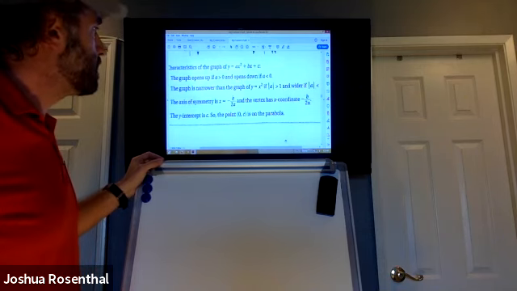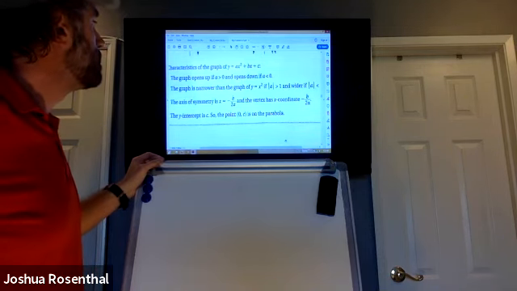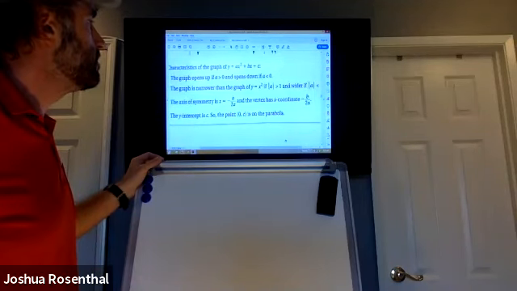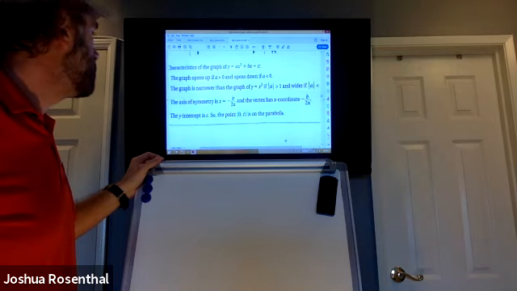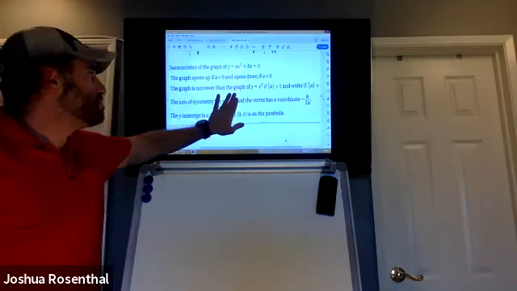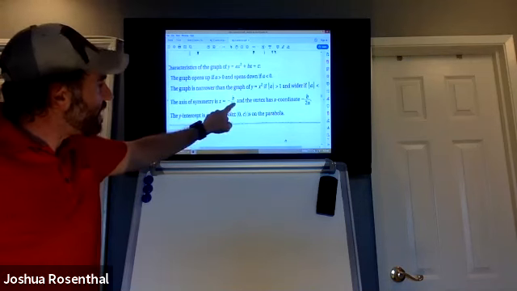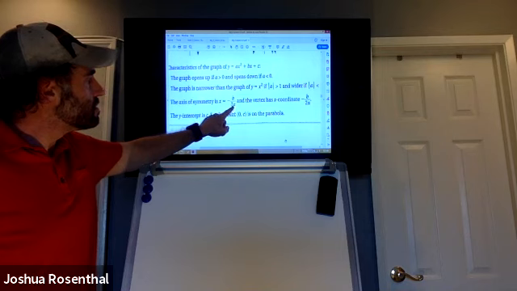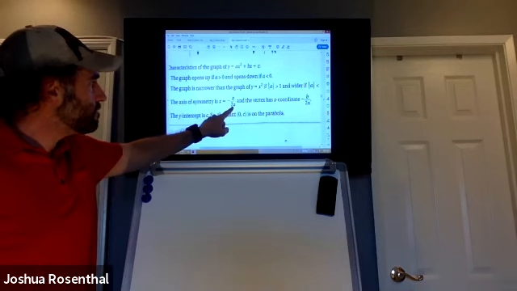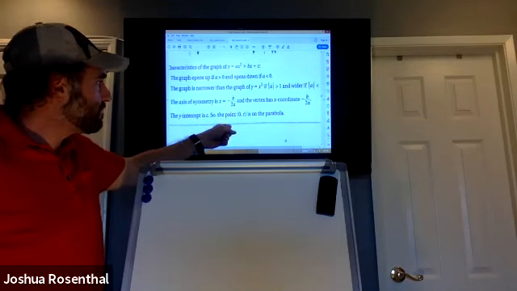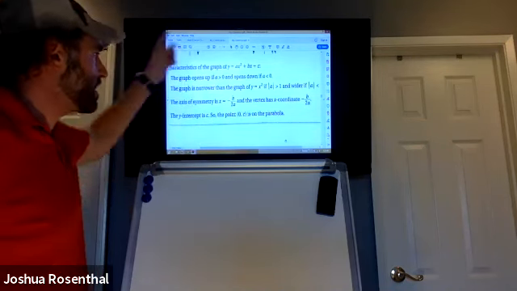Graph is narrower than the graph of y equals x squared if the absolute value of a is greater than one and wider if it's less than one. An equation of x equals some number is a vertical line through that x coordinate. And what is negative b over 2a? That's the x coordinate by itself, without a y coordinate, of the vertex. So then, of course, the vertical line through that point is the axis of symmetry.